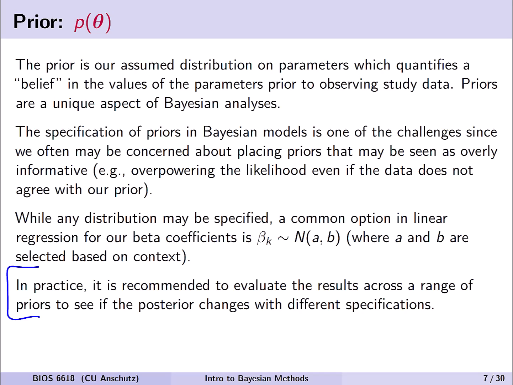Now, you may be wondering, what should I specify for a prior distribution? Well, you can specify any distribution. For linear regression, a common option for our beta coefficients tends to be something like a normal distribution with some mean A and some variance B, where A and B will be selected based on the context and how informative or not you wish your prior to be. And we'll discuss this in a little more detail towards the end of this lecture.